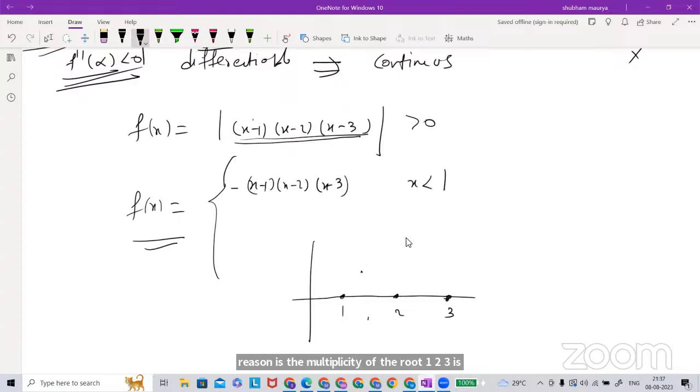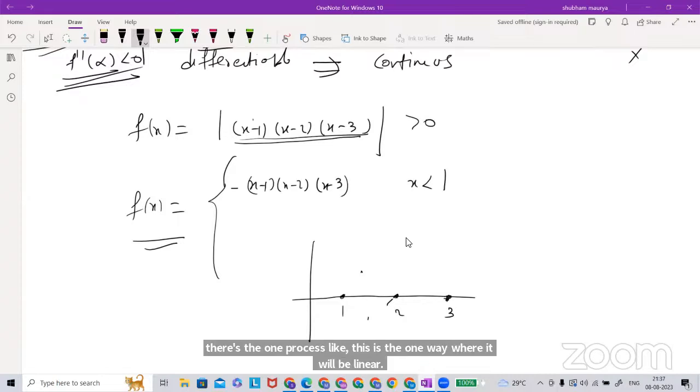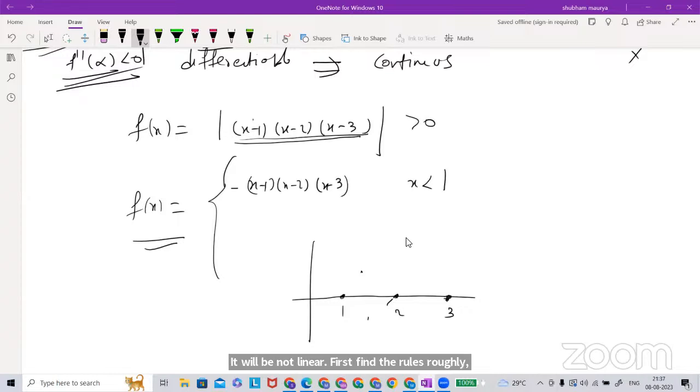So surely it will not be like this, or it will not be like this. That's one process, one way to tell where it will be linear and where it will not. First find the roots roughly, and then you start guessing where it will be linear or not. So suppose, as we just said, that it is going to be not linear.